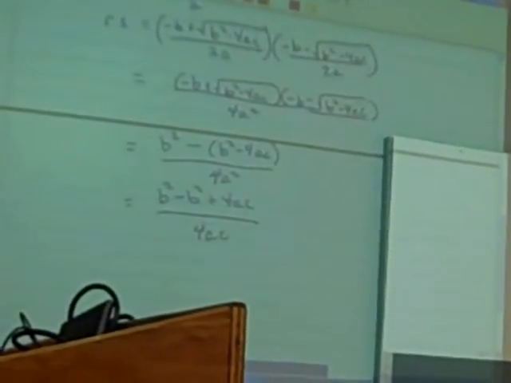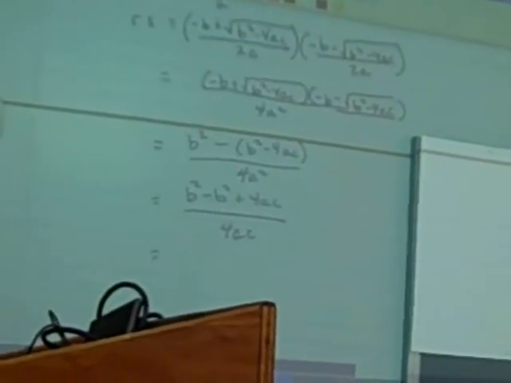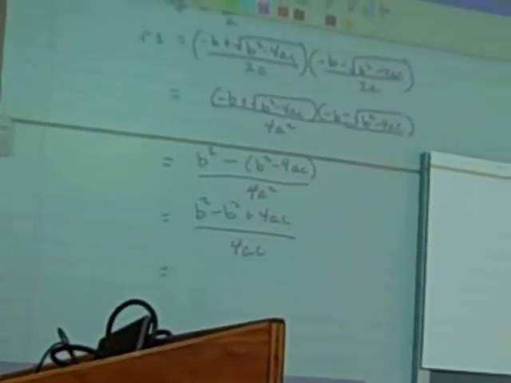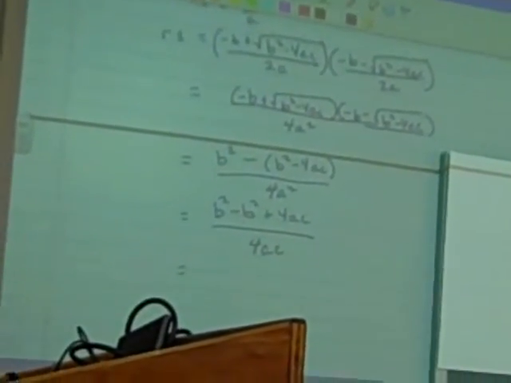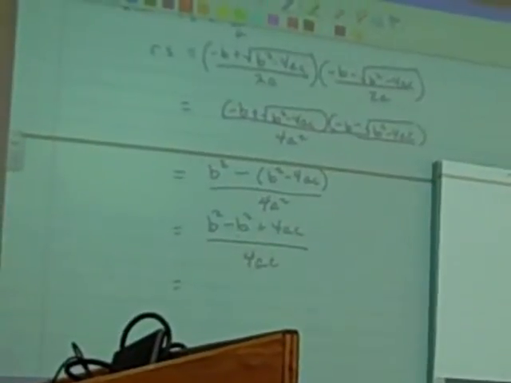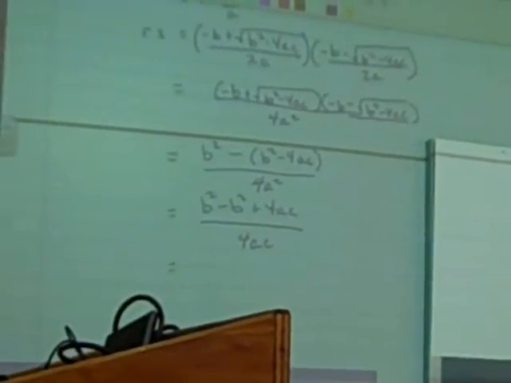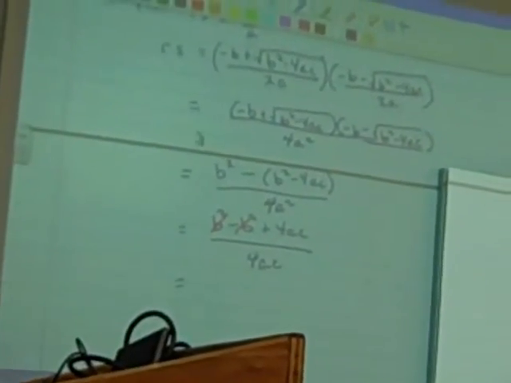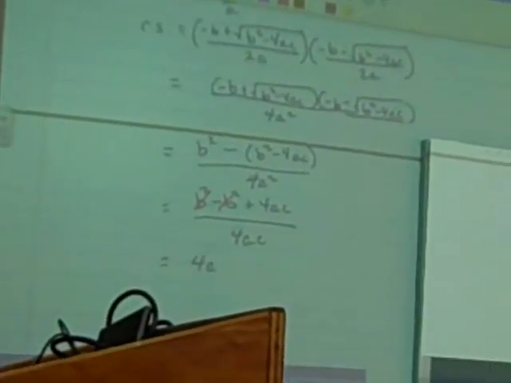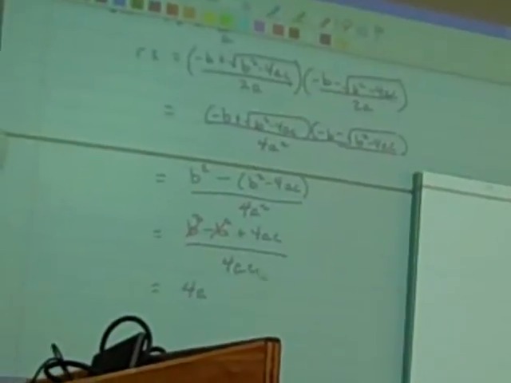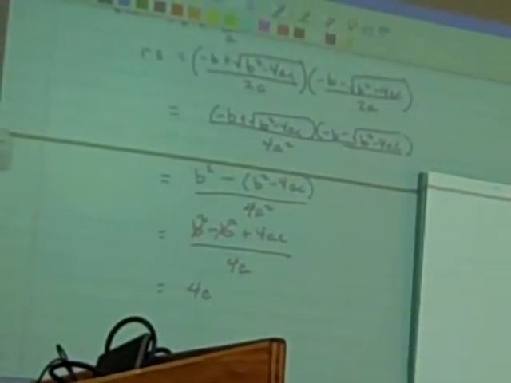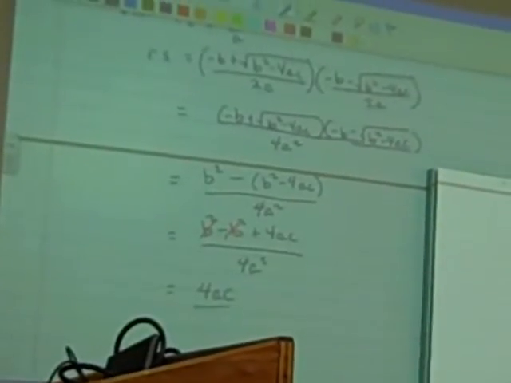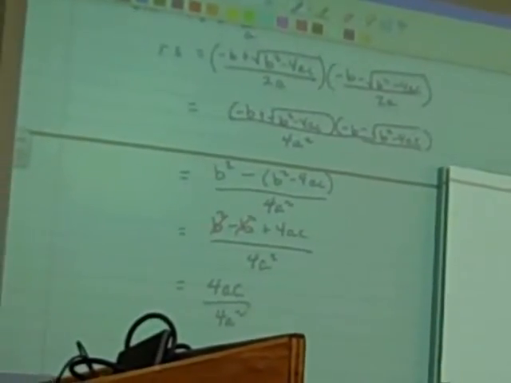What happens? What do you see? What can I do? B squared minus b squared, they cancel each other, right? So I'm left with 4ac on the bottom, that's wrong. 4a squared on the bottom. Left with 4ac over 4a squared, right?